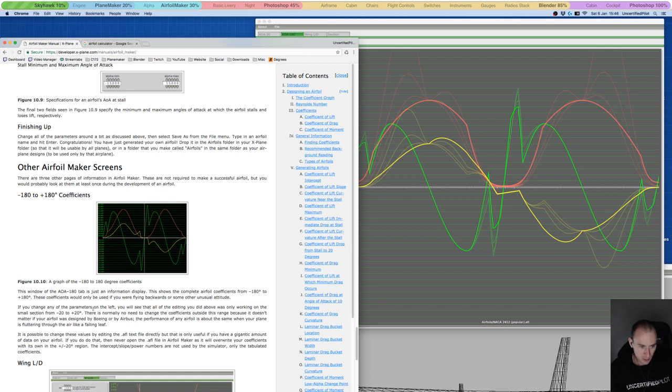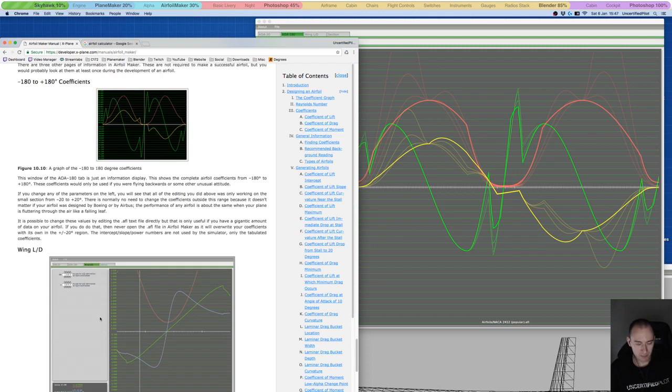If you change any of the parameters on the left, you will see that all of the editing you did above was only working on the small section from -20 to +20. There is normally no need to change the coverage outside this range because it doesn't matter if your airfoil was designed by Boeing or by Airbus. The performance of any airfoil is about the same when your plane is fluttering through the air like a falling leaf. It is possible to change these values by editing the airfoil text file directly, but this is only useful if you have a gigantic amount of data on your airfoil.